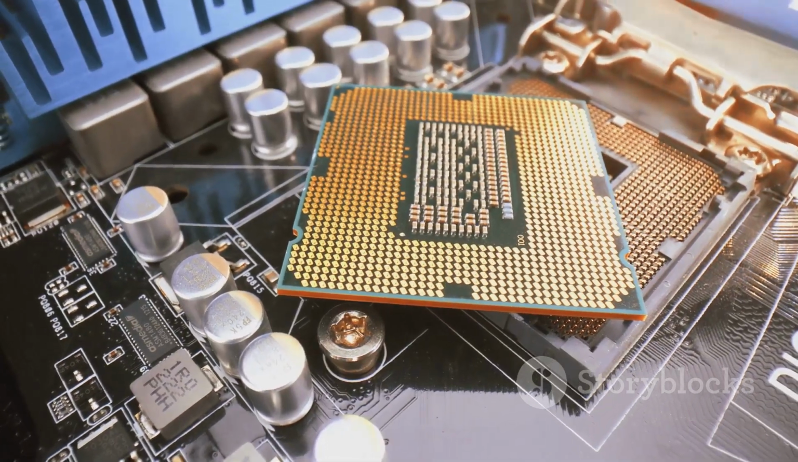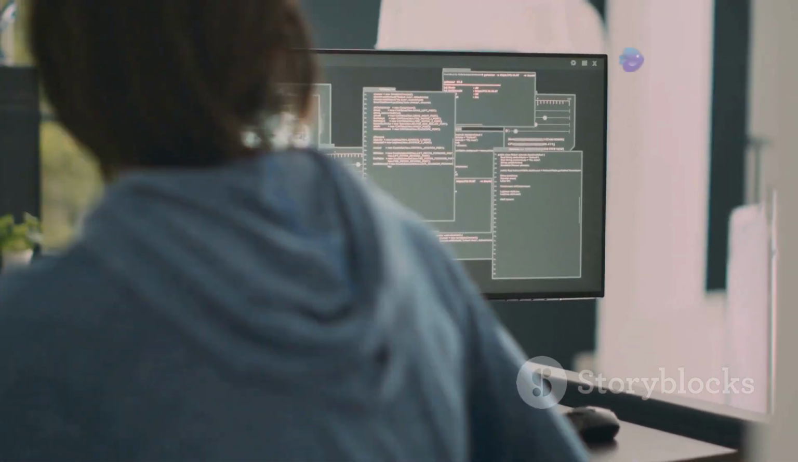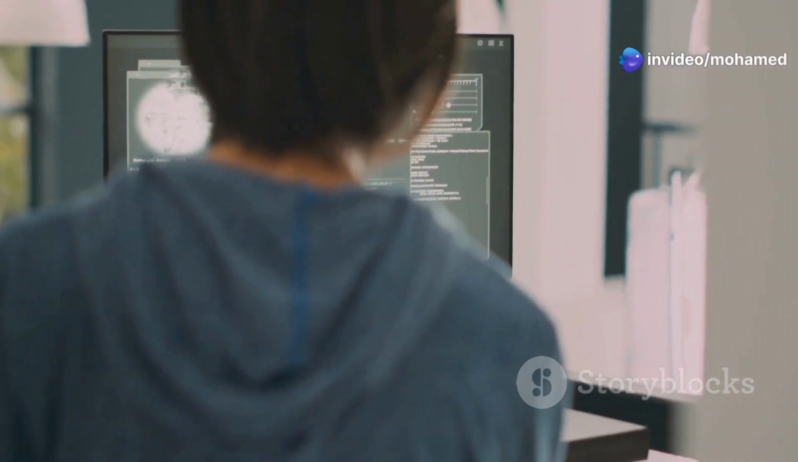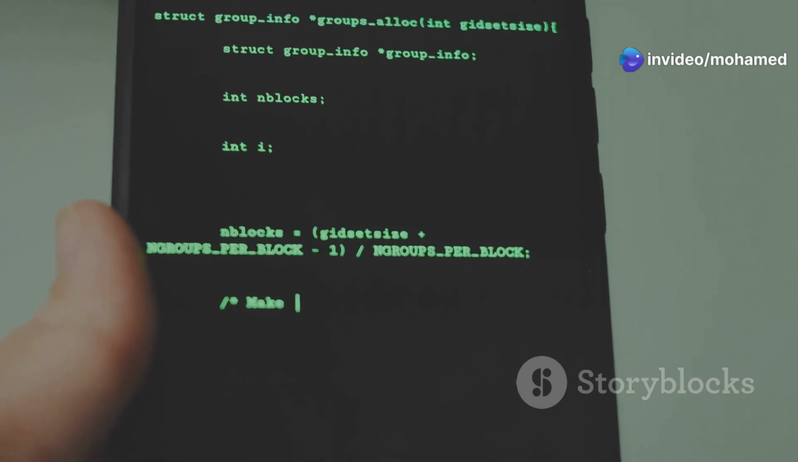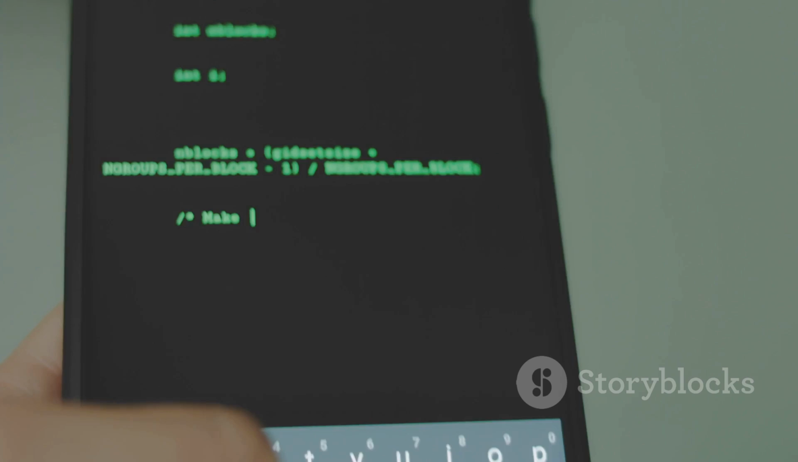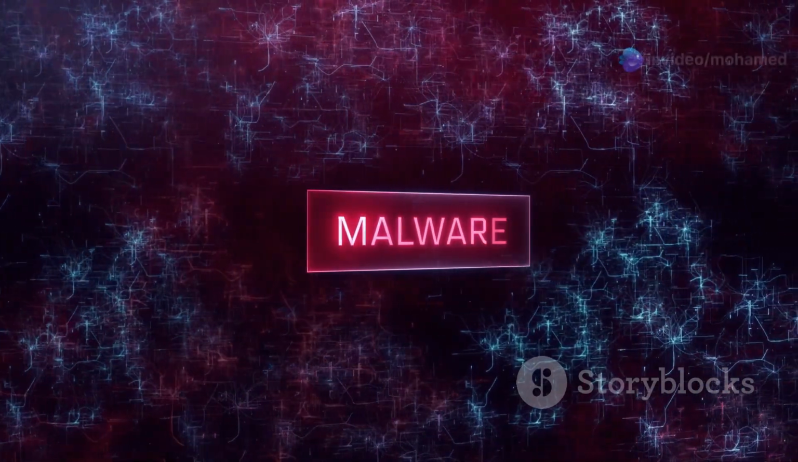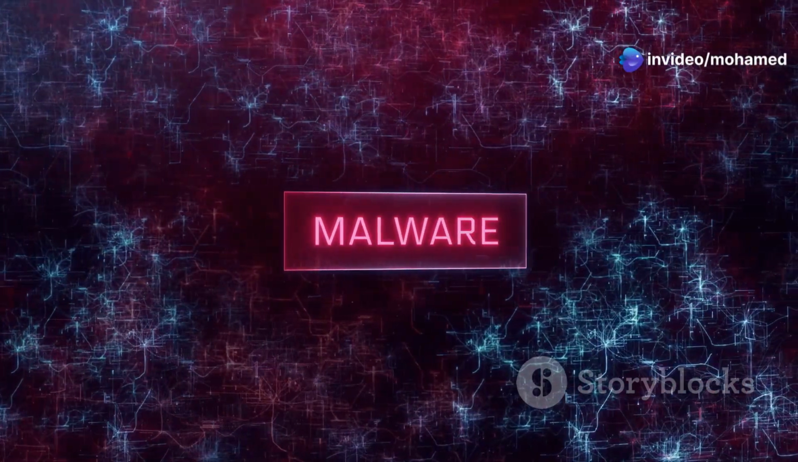Kernel mode rootkits are the heavy hitters. They operate at the heart of your operating system, the kernel, giving them complete control. Detecting and removing them is significantly more challenging because they can intercept and manipulate system calls, making them appear as legitimate processes. Bootkits take root at an even deeper level, infecting the master boot record or volume boot record.